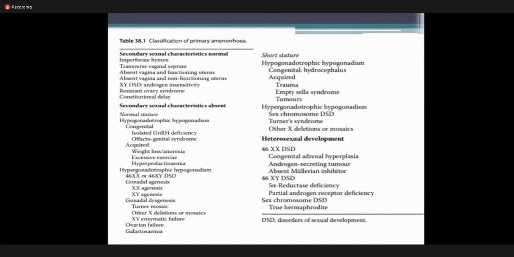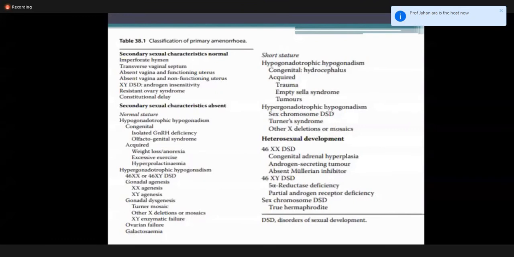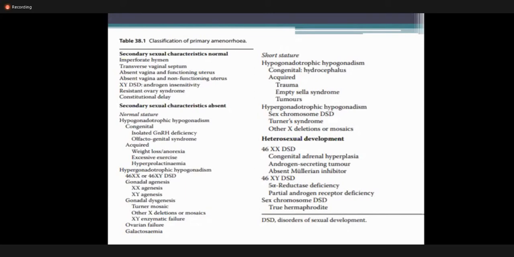This is a very concise table in which you can see the causes. There are so many causes. The secondary sexual characteristics are normal in conditions like imperforate hymen, when the hymen is intact, which is a cause of cryptomenorrhea, that is hidden menstruation. There may be a transverse vaginal septum. There may be absent vagina and a functioning uterus. There may be absent vagina and non-functioning uterus. There may be androgen insensitivity, in which XY female is there. There may be resistant ovary syndrome, or there may be a constitutional delay. In all these conditions, the secondary sexual characteristics are normally formed, and even then, the girl doesn't have onset of menstruation.